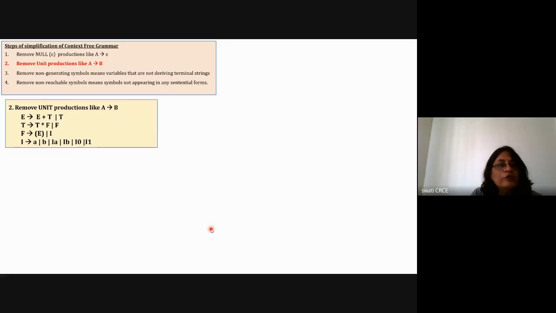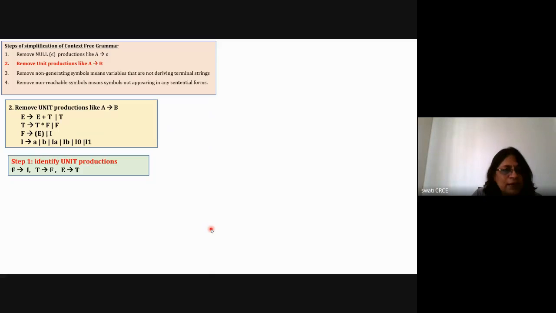Okay, so removal of unit productions. Identify the unit productions. I start identifying from the last variable. Here there is no unit production. In the second, F is equal to I, so I have written down F is equal to I. Then T is equal to F is also a unit production. E is equal to T is also a unit production. So there are three unit productions.